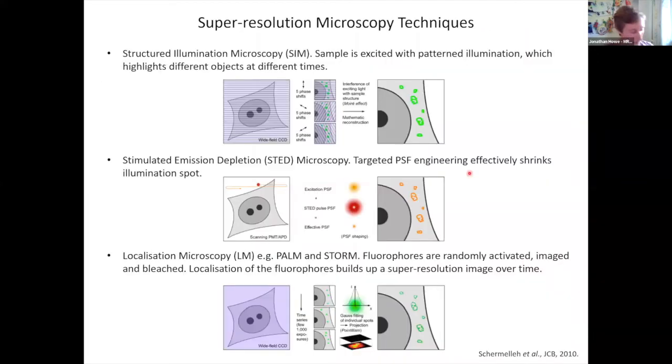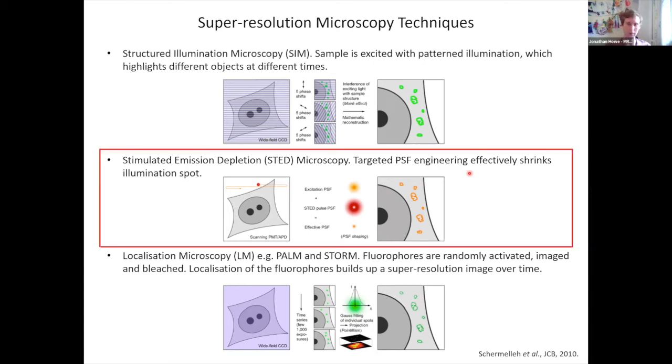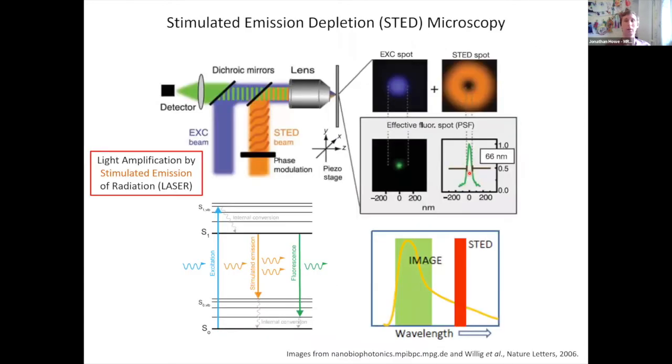Okay, so next let's talk about STED. STED is quite cool because STED microscopy gives you a super resolution image straight away, because what you actually do is engineer the point spread function to make it smaller. This is how STED microscopy works. A STED microscope is essentially kind of like a fancy confocal.